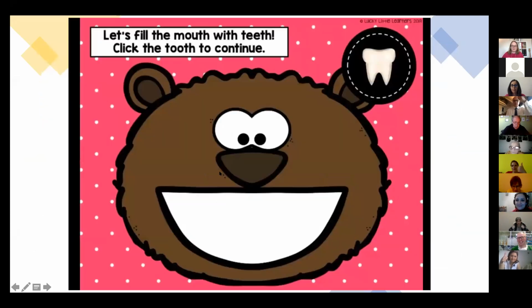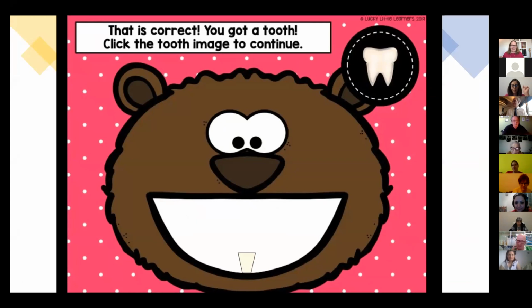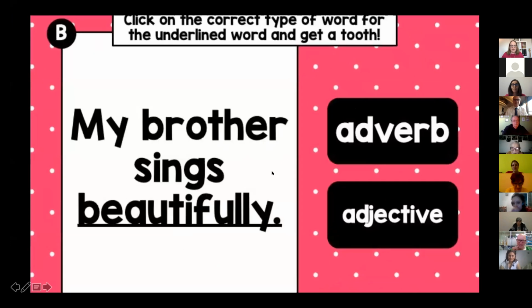Okay, let's start. So the cool thing here is if we get the answer right, we earn a tooth for the teddy bear. So, my neighbor is a nice lady. Adverb or adjective? Let's see everybody's hands. Yes, correct. Adjective. Excellent. You are correct. My brother sings beautifully. Adjective or adverb? Yes, you are correct. It is an adverb.